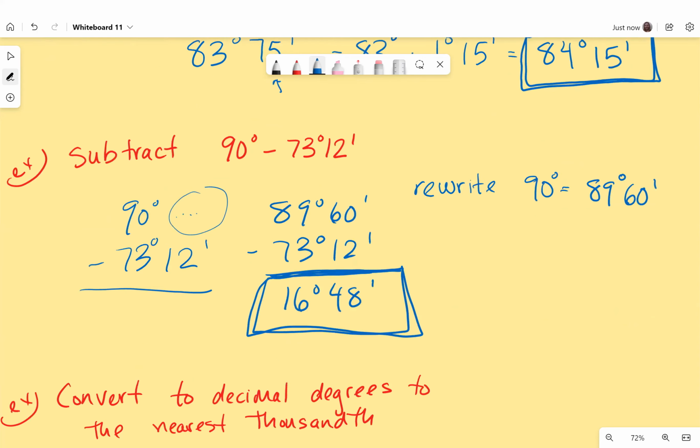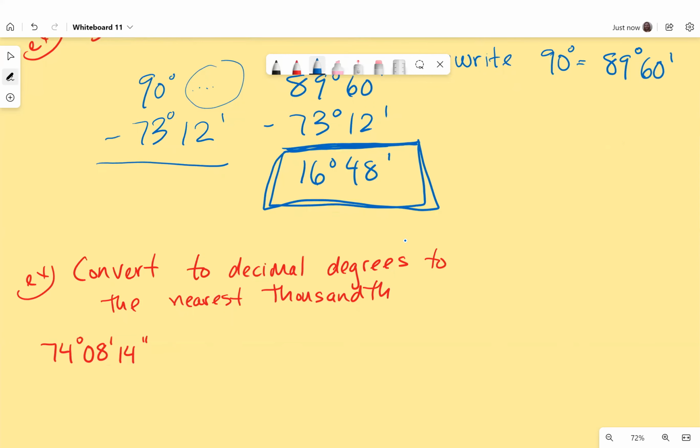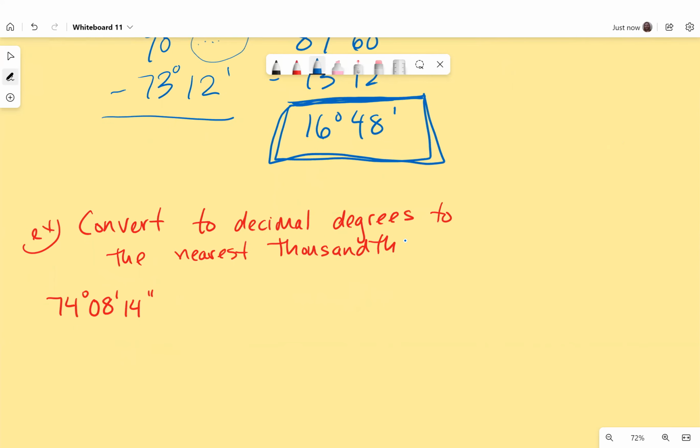So now we're going to convert back and forth. So convert to decimal degrees to the nearest thousandth. So here we're given our angle in degrees, minutes, seconds. And I want to change these minutes and seconds into a decimal. So remember a couple of things. We had 1 minute was equal to 1/60th of a degree. So we're changing both of these minutes and seconds back into degrees.